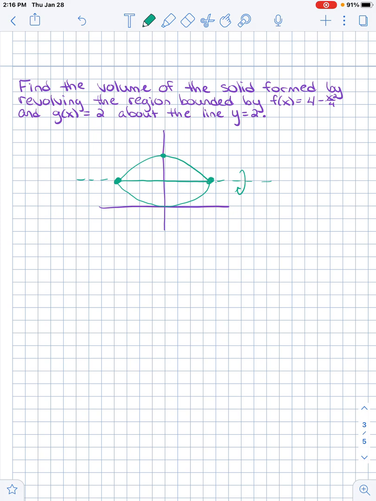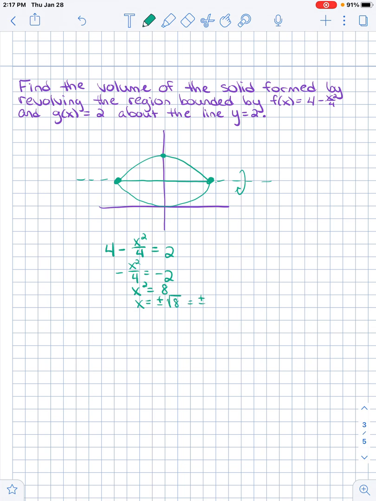So let's go back here. We need to figure out where is this and where is this? Where do we start and where do we end with all of our cylinders inside? Okay, so to do that, that's where those two functions intersect each other. So where does 4 minus x squared over 4 equal 2? Where do they intersect each other? So if I subtract 4 to the other side, I get negative x squared over 4 equals negative 2. Multiply by negative 4, x squared equals 8.